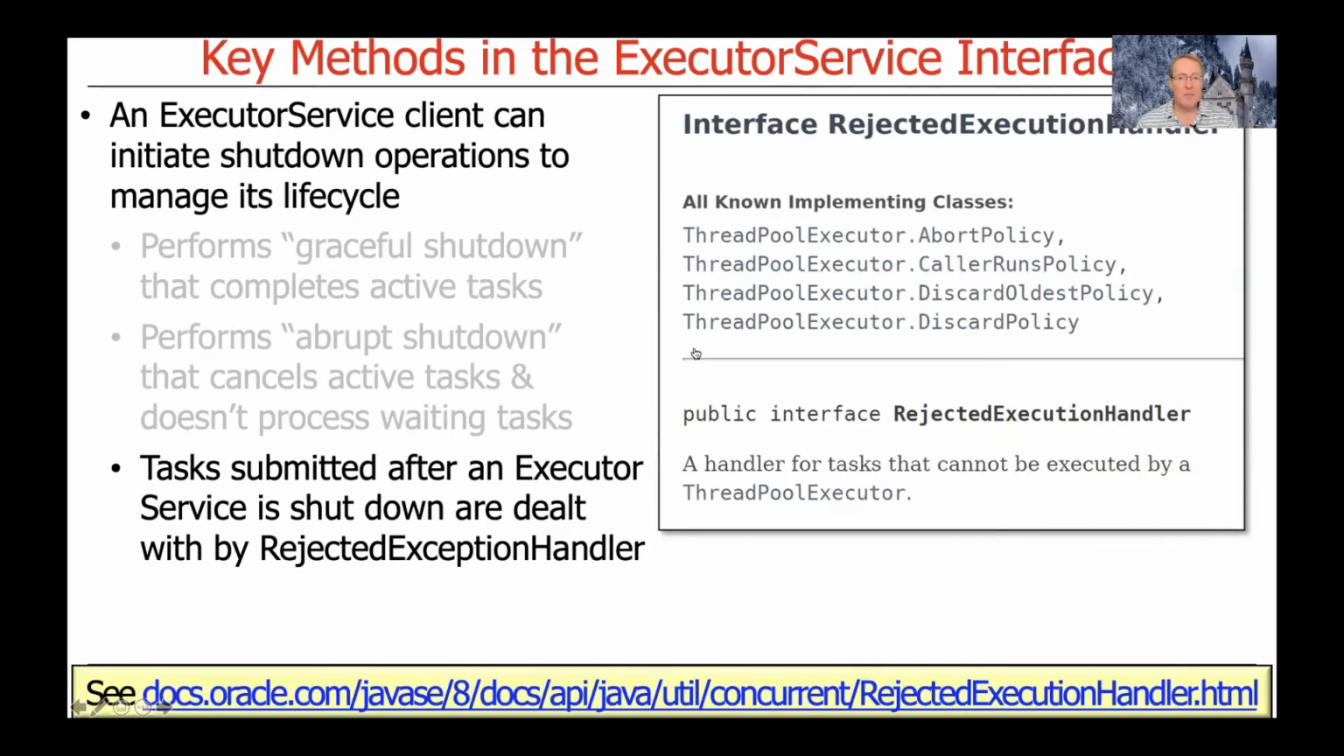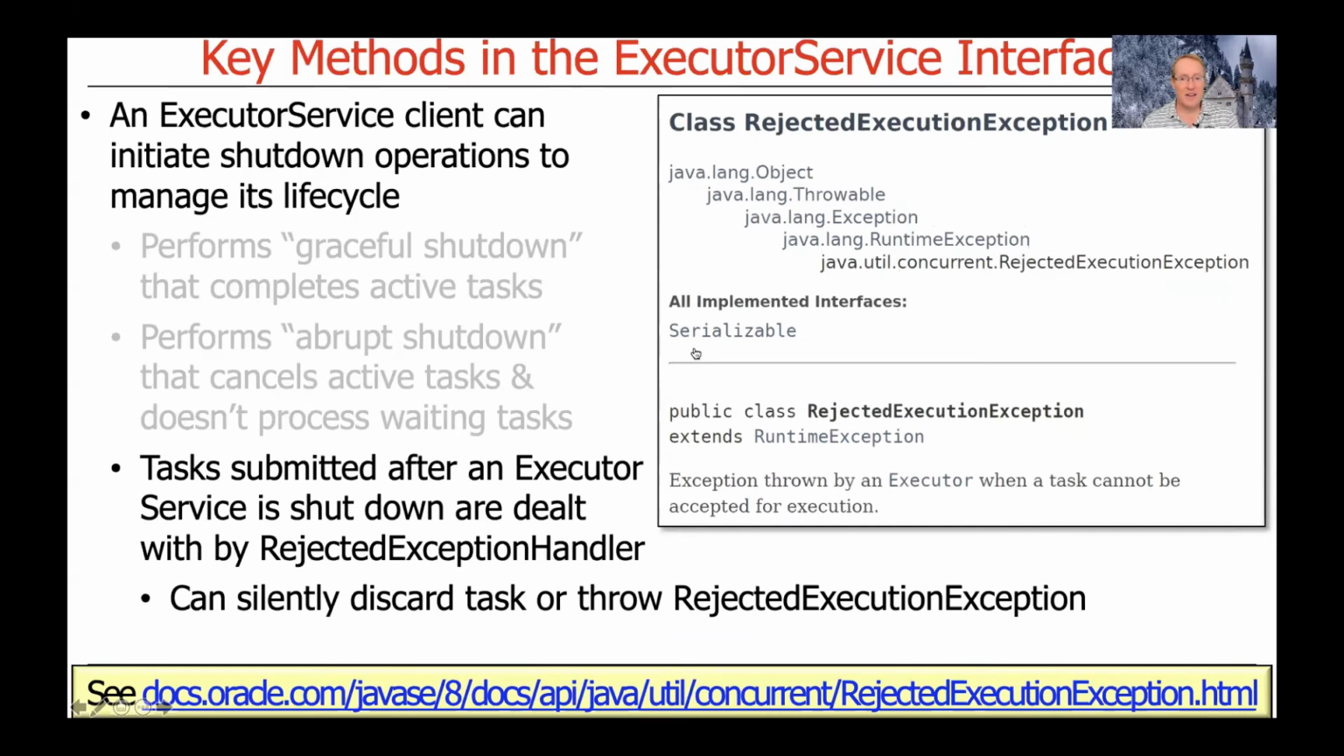If you try to submit a task to the Executor Service after it's been shut down, then something called the rejected execution handler takes effect and will decide what to do. The rejected execution handler can either decide to silently discard any submitted tasks, just say, oh well, it's shutting down, I'm just going to ignore them altogether, or it can decide to throw the RejectedExecutionException.